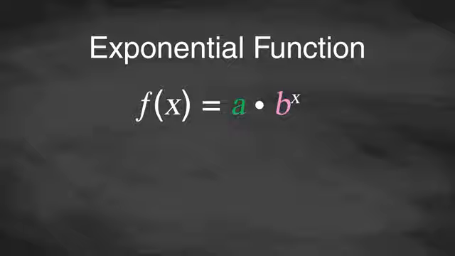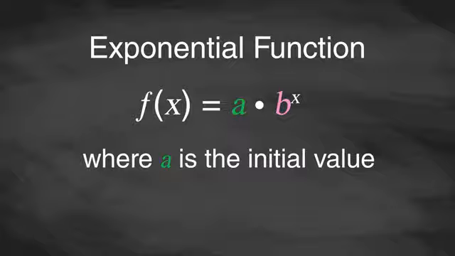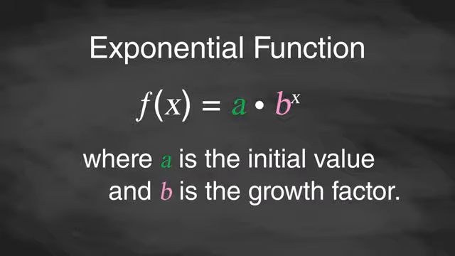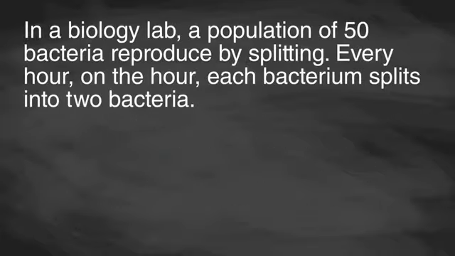The exponential function is written in the form f of x equals a times b to the x, where a is the initial value and b is the growth factor. Take a look at this situation.